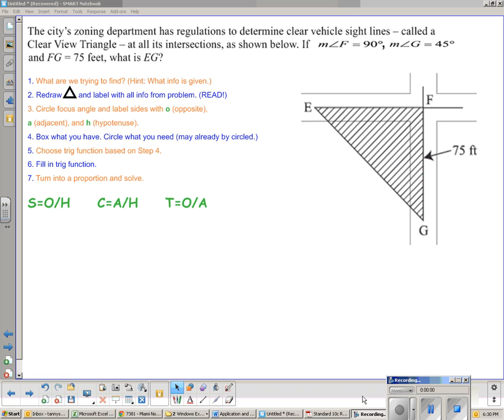Welcome to problem number 2 under the guided practice problems of your spring break winter interim packet. Okay, so let's start by reading the problem.